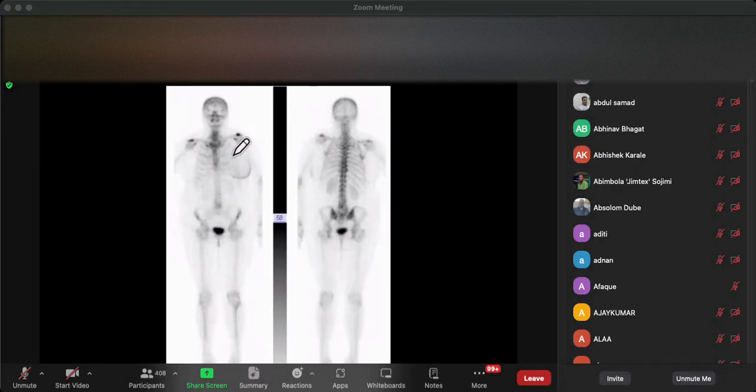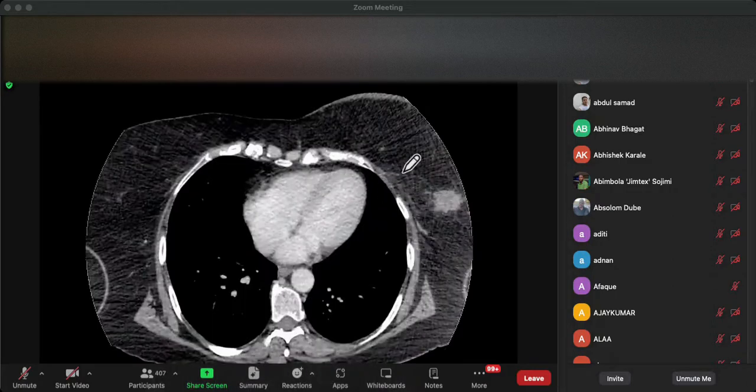The bones look reasonably okay, possibly something going on here, but the CT scan that accompanies this bone scan demonstrates a mass lesion here, and you can see the thickened skin of the breast. That's called peau d'orange. Peau d'orange, and it's lymphatic infiltration.